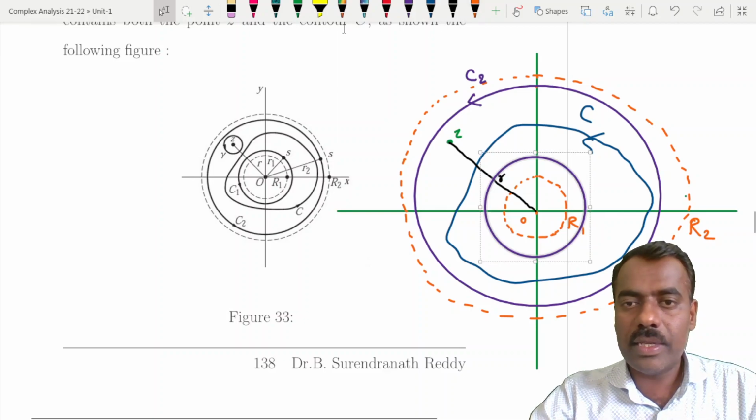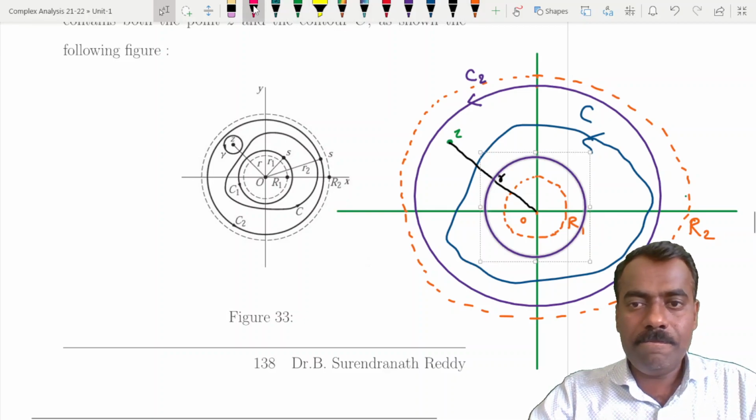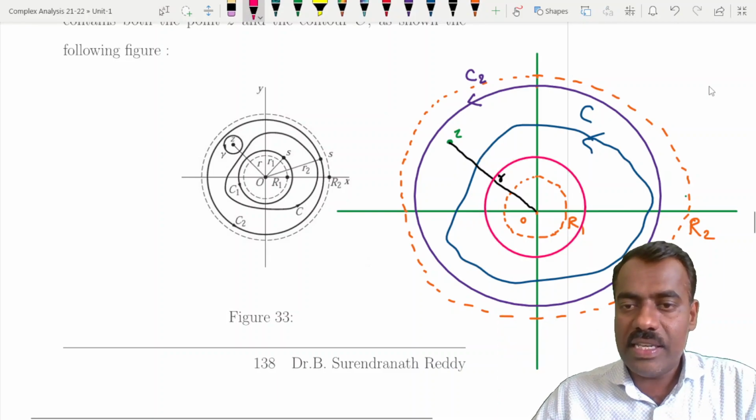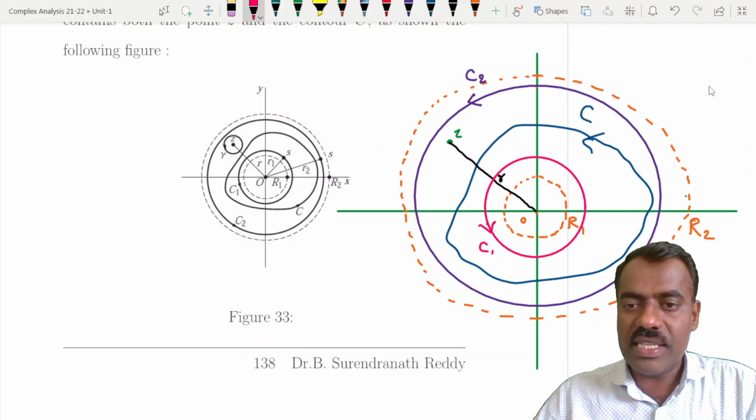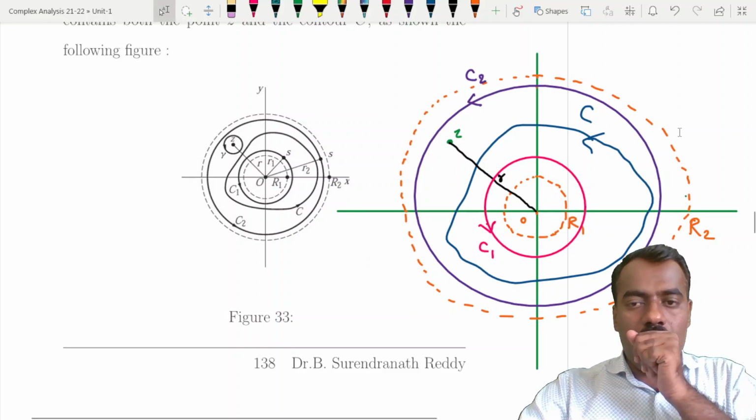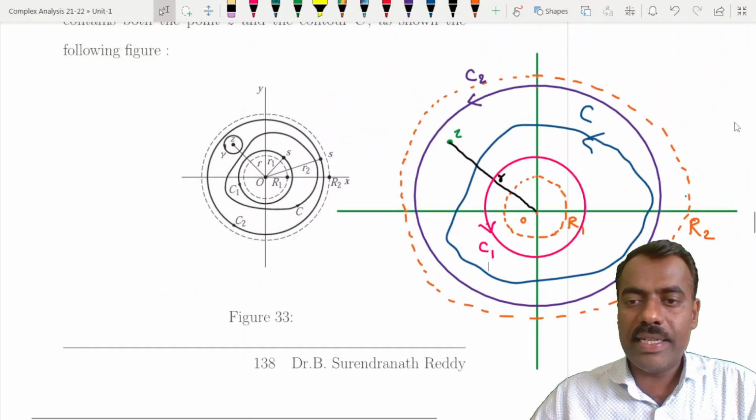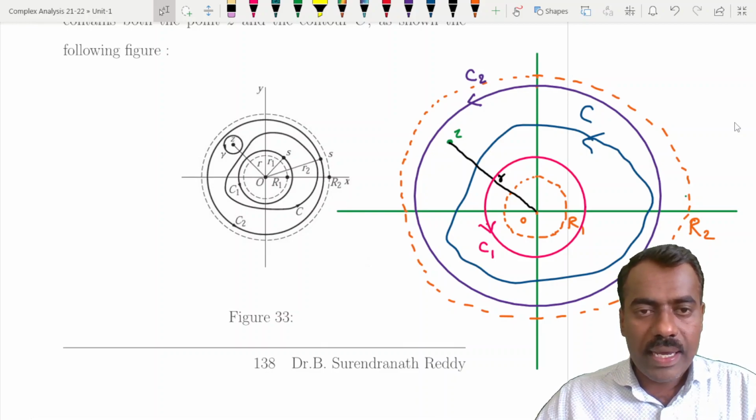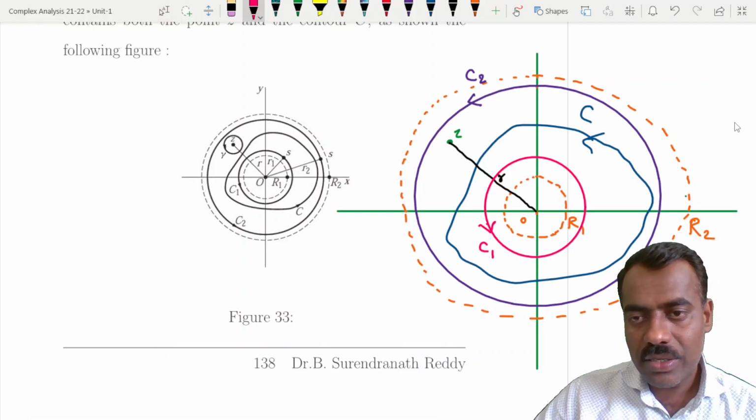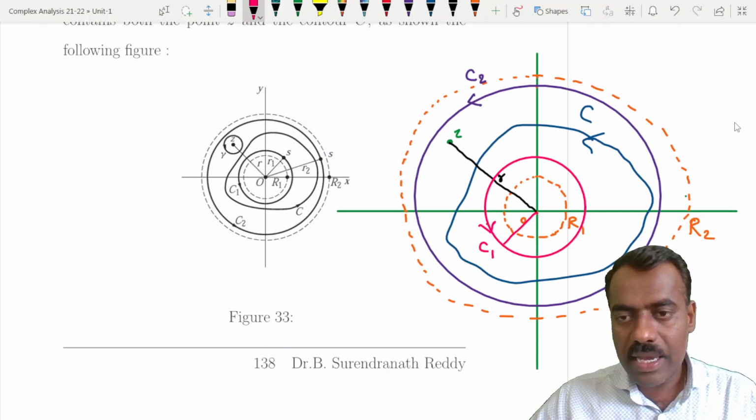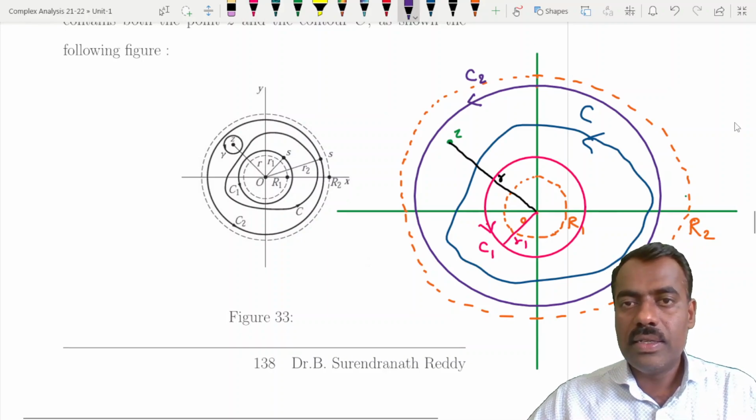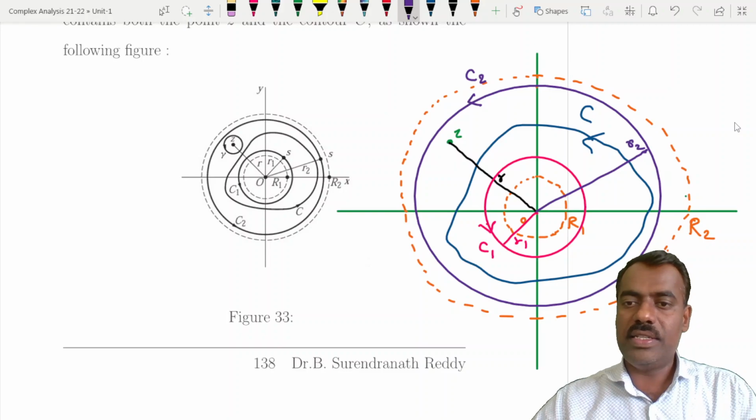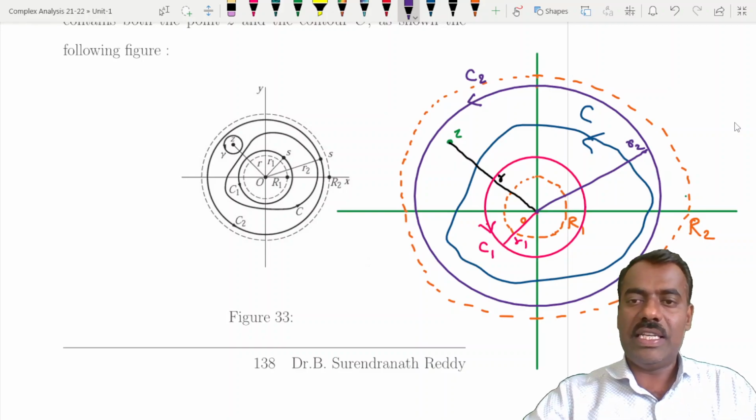Let's change this to some other color. This color. And what is this one? We will call this C1. This is C1. And now we can call this distance R1, and the other distance R2. That means this is my R1, and this much, which is the bigger one, is our R2. That's all. This is the picture which is explained there.